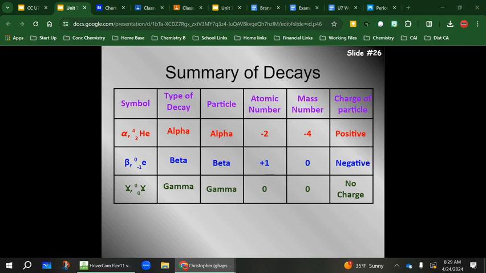Okay? Questions? So this basically covers what we just did on that last slide, ladies and gentlemen. Any questions? Okay. Please remember gamma, nothing happens. There's no change in atomic number, no change in the mass number. There's no charge to it because it's just energy.